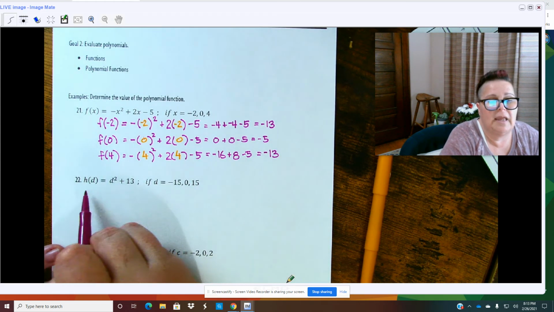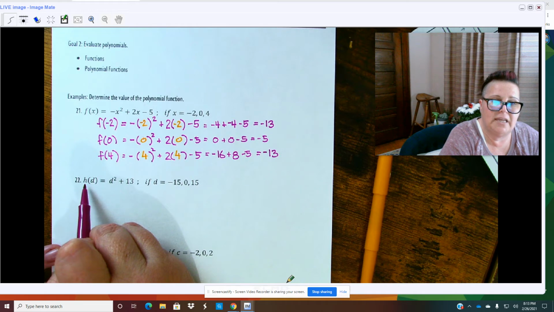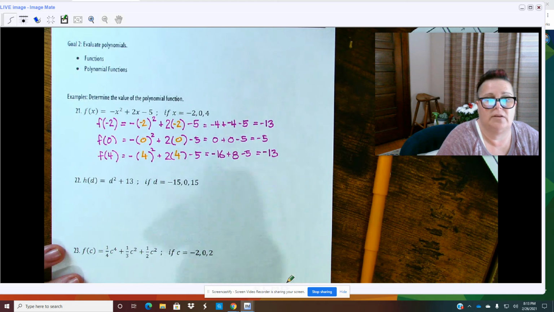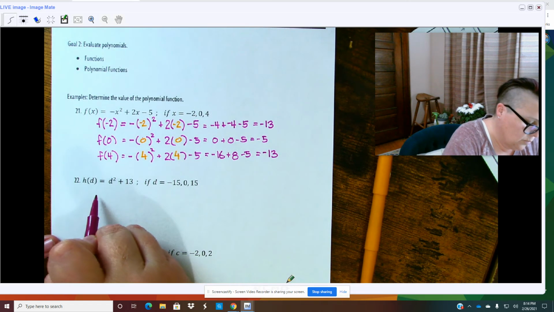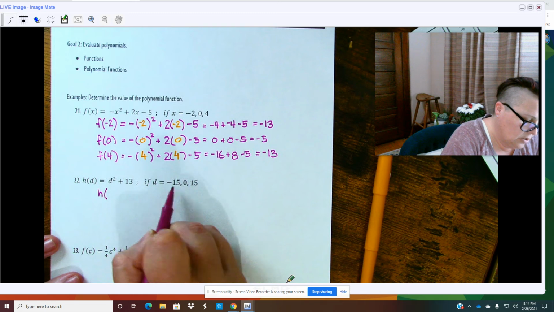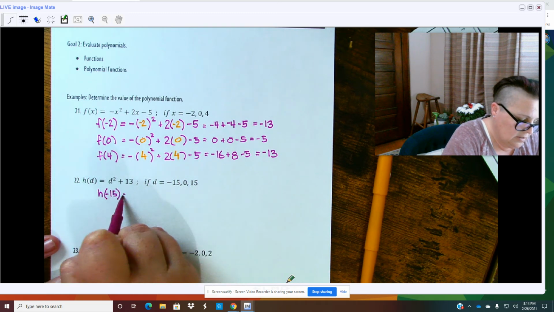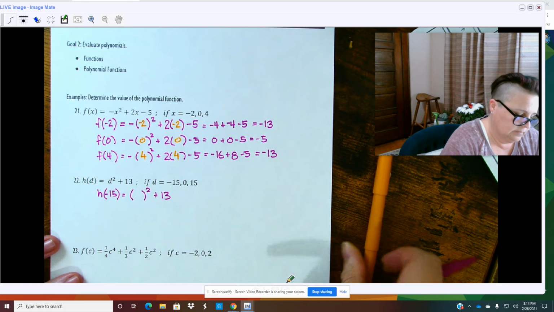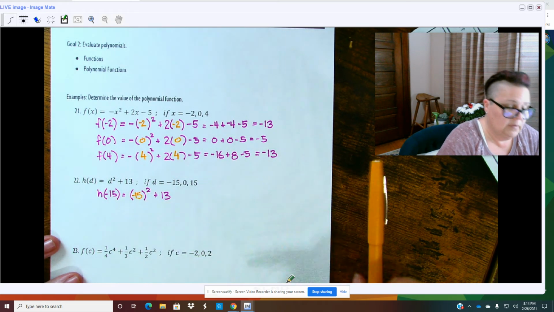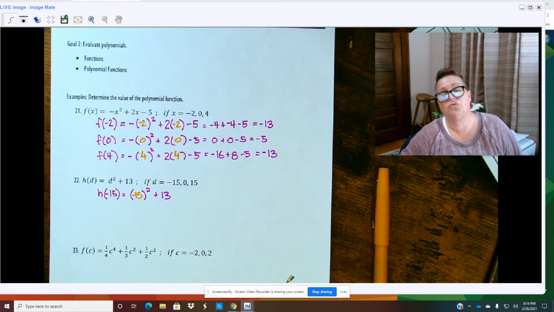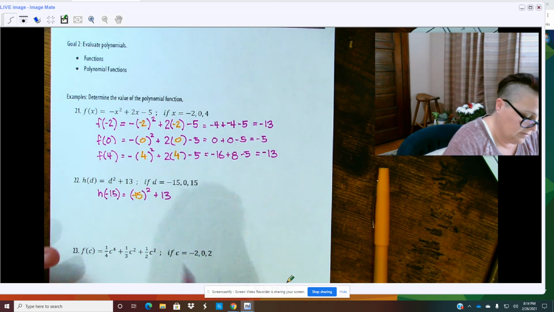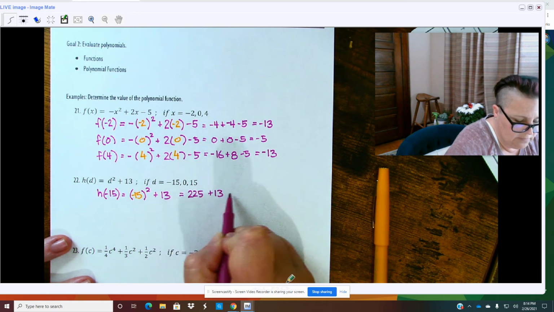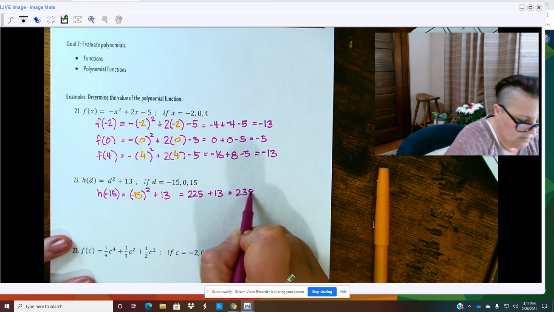Okay, h of d, so the function h at d, if d squared plus 13 is the polynomial we're talking about. So we're going to do h of negative 15 is going to equal a negative 15 squared plus 13. Well, if I square 15, that's 225. A negative times a negative is a positive. So this would be 225 plus 13, which is 238.